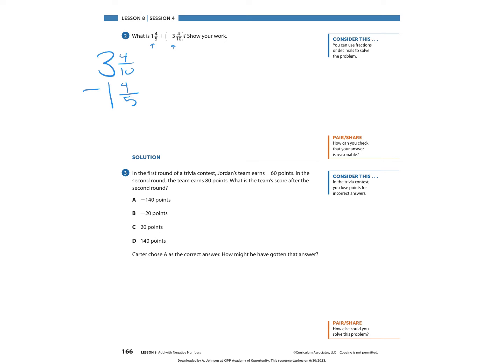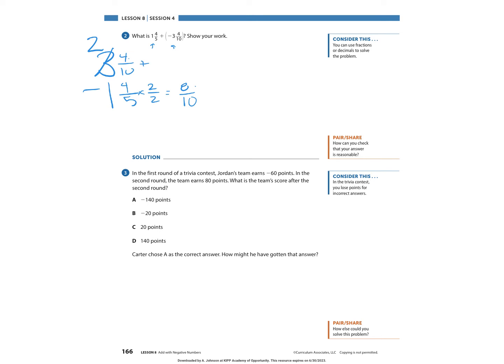Now, I need a common denominator. So if you chose to do it with fractions, this is what you should have done. I'm going to multiply this fraction by 2, and I'm going to get 8/10. Remember last week, I can't do 4 minus 8. So I'm going to take away from my 3, right? I'm going to take that 1 away, and I'm going to add it.